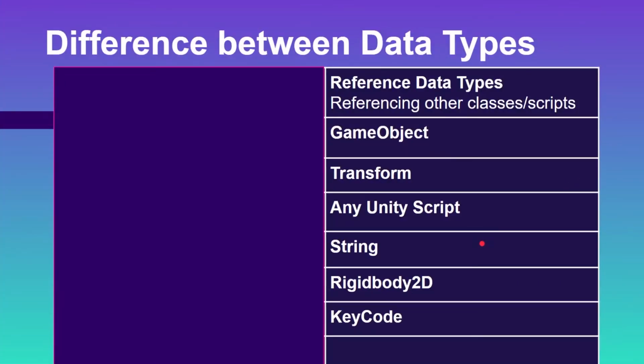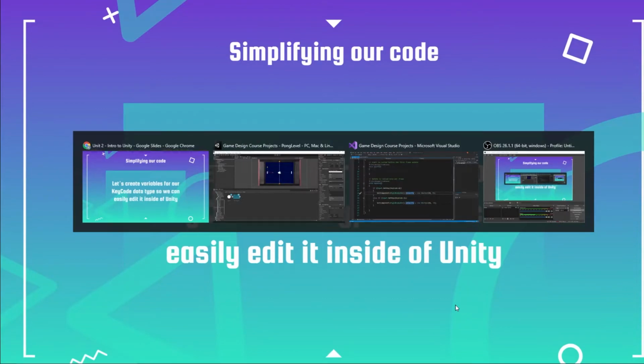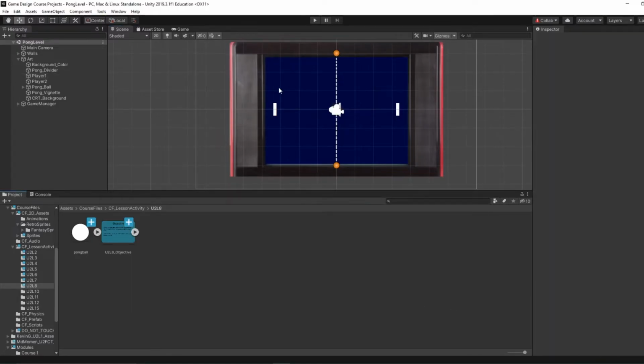All these things can be stored as data, and that we can change and modify inside of Unity. To give you an example, I'm going to show you guys my favorite way of doing this by way of actually creating a variable for the key code. So I'm going to go back to Unity, and here's what I'm going to do.